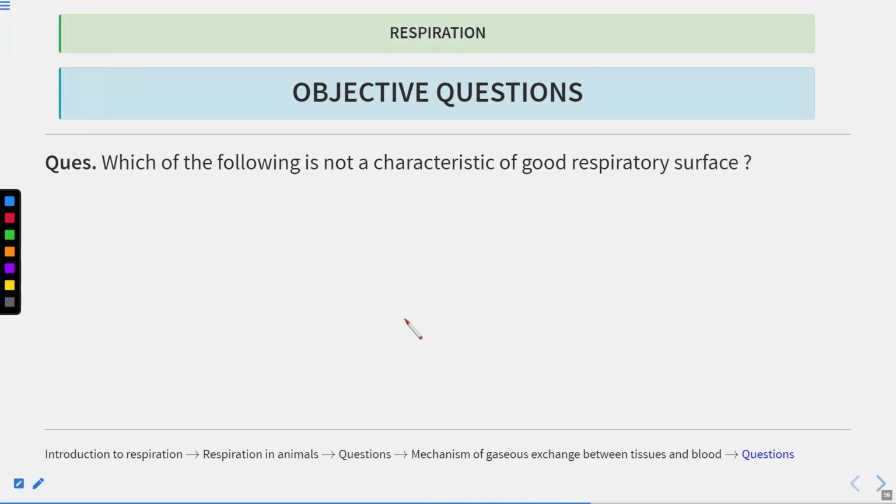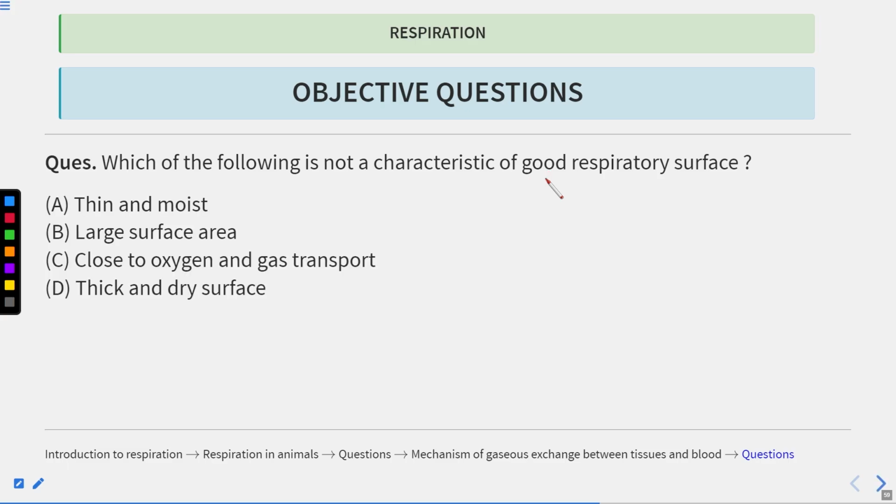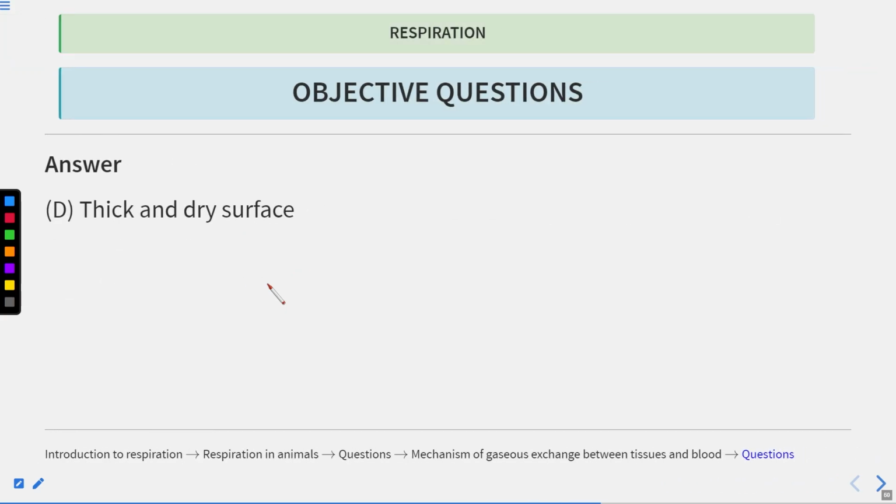Now let's come to the next question. Which of the following is not a characteristic of good respiratory surface? Okay. Now, what are the options? Option number A is thin and moist. Option number B is large surface area. Option number C is close to oxygen and gas transport. And option D is thick and dry surface. Now, let's have a look at the answer. So, option number D is correct. Thick and dry surface does not act as a good respiratory surface.